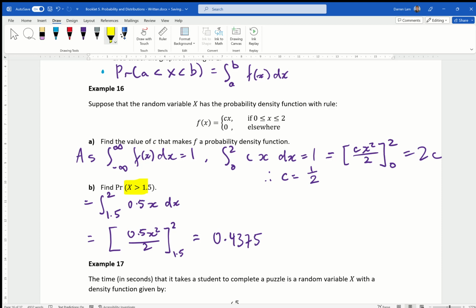Something to keep in mind: the area under a graph at only one point is essentially 0.